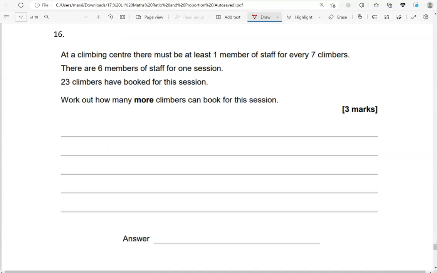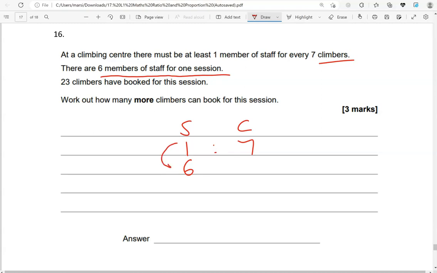At a climbing centre, there must be at least one member of staff for every 7 climbers. So the ratio is 1 to 7. There are 6 members of staff for one session. So that's going to go under members of staff. 23 climbers have booked for this session. Work out how many more climbers can book for this session.